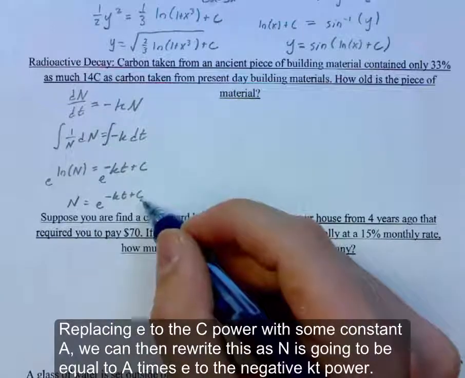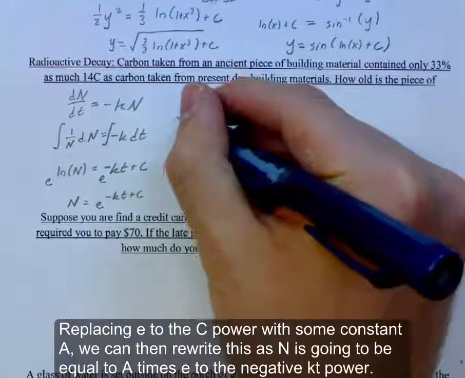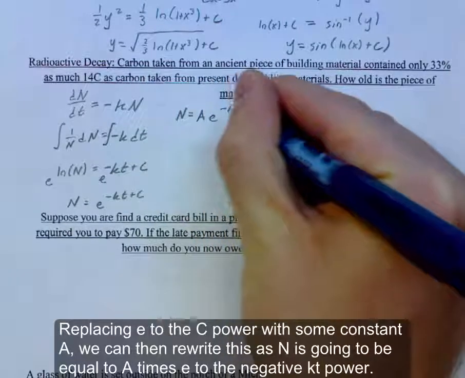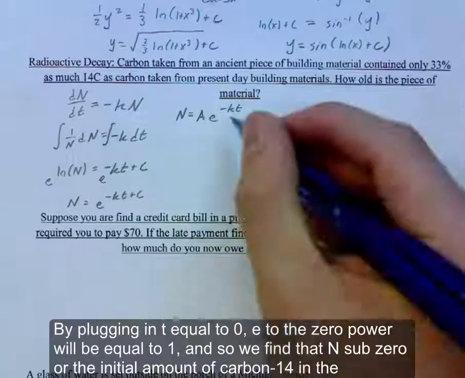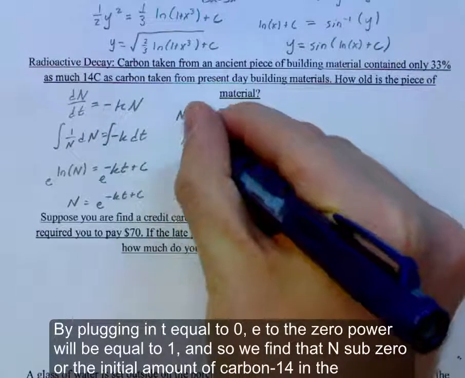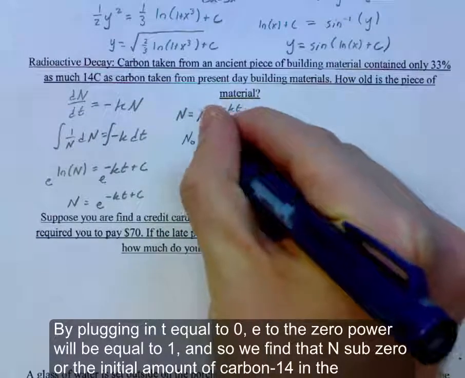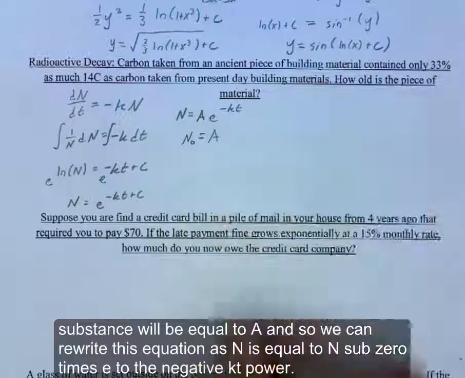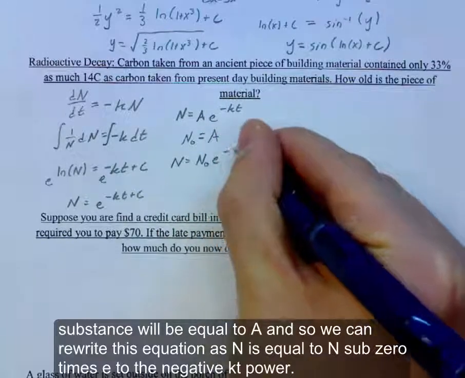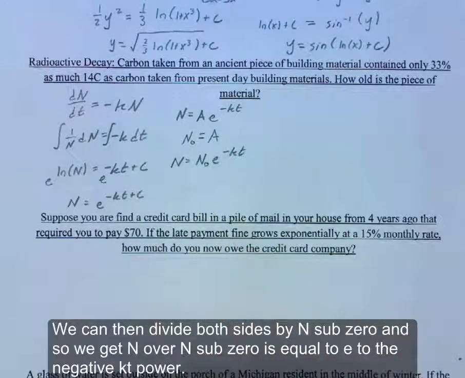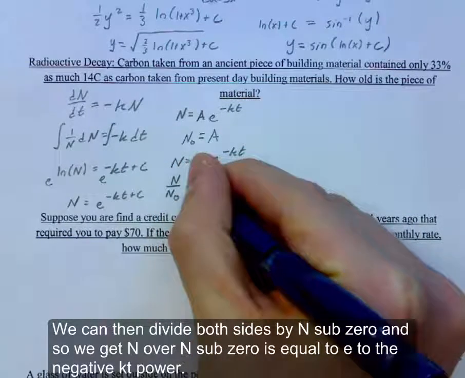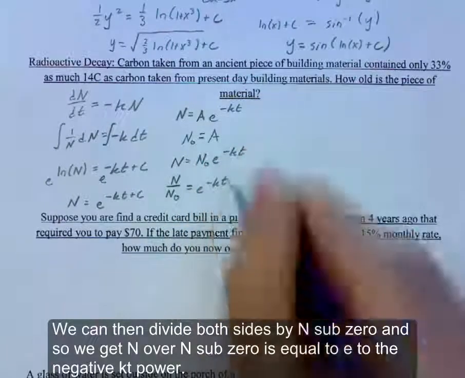Replacing e to the c power with some constant A, we can then rewrite this as N is going to be equal to A times e to the negative kt power. By plugging in t equal to 0, e to the 0 power will be equal to 1, and so we find that N sub 0, or the initial amount of carbon-14 in the substance, will be equal to A. And so we can rewrite this equation as N is equal to N sub 0 times e to the negative kt power. We can then divide both sides by N sub 0, and so we get N over N sub 0 is equal to e to the negative kt power.